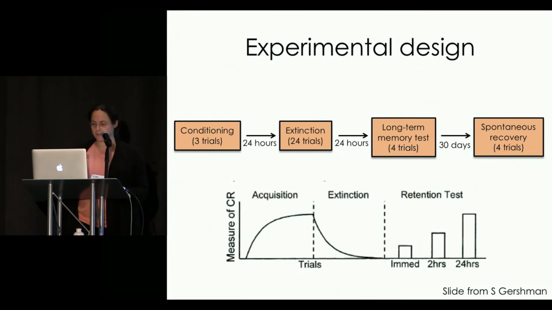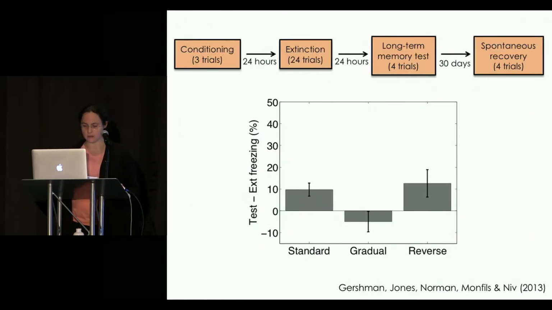Okay, so when they tested this in animals, what came out was that in the standard condition and in the reverse condition, they observed the expected pattern, where when they came back to the original context, the fear response came back, but in the gradual case, it didn't renew. So that means that this time there had been unlearning rather than learning of something separate.